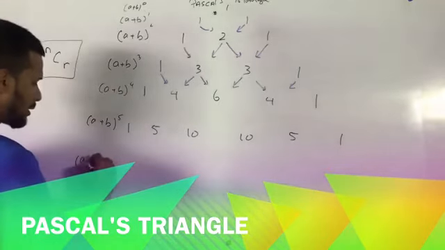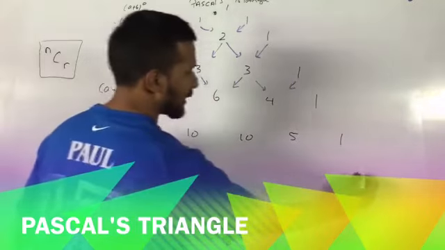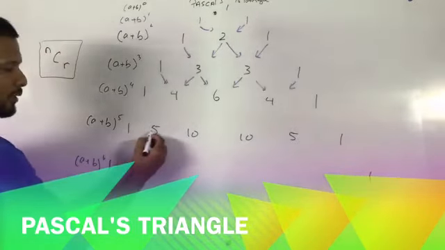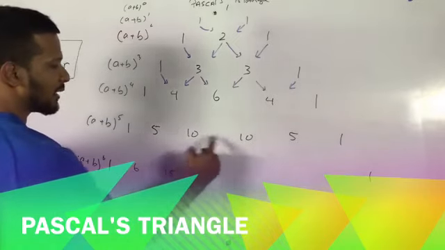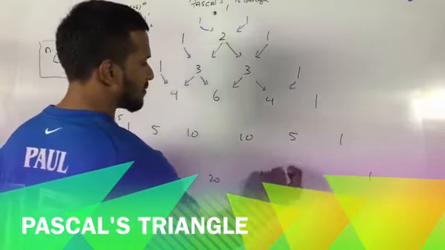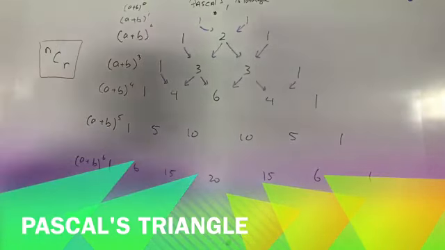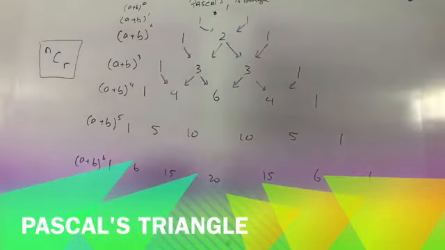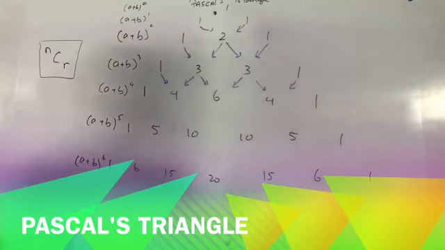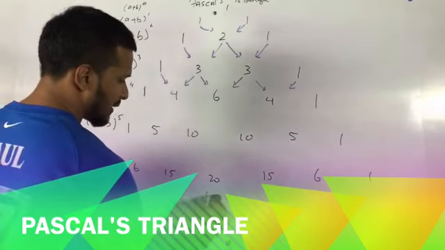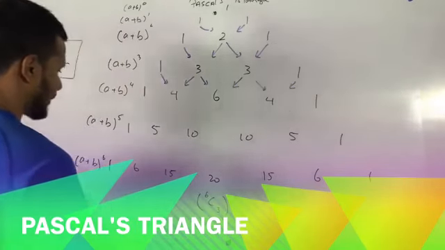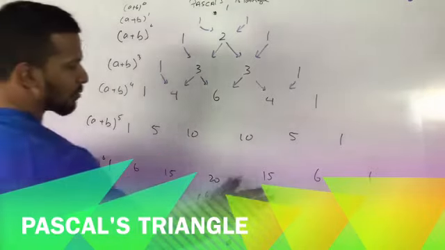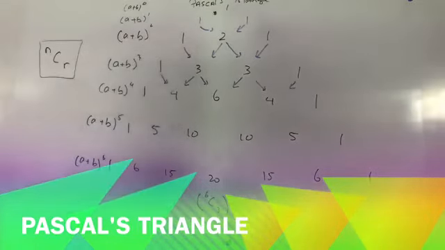Do one more. A plus B to the 6. Put the 1s on the outside. And you go. 1 plus 5 is 6. 5 plus 10 is 15. 10 plus 10 is 20. 10 plus 5 is 15. Plus this is 6. See? And if you look at it carefully, you have a nice little triangle. Okay? So this is Pascal's triangle, and this will give us, for example, 6C0, 6C1, 6C2, and this, for example, will be 6C3, then 6C4, 6C5, 6C6. Okay? So good. So this is Pascal's triangle.